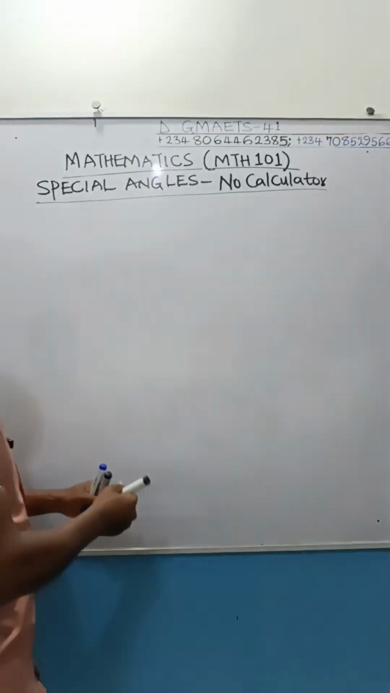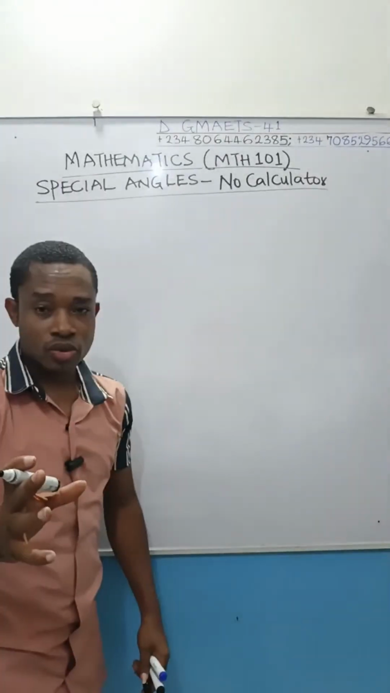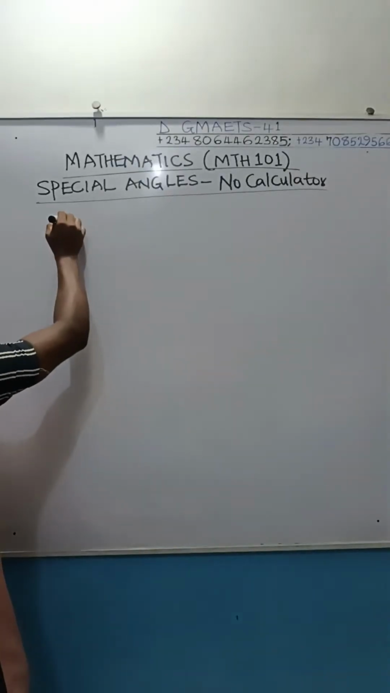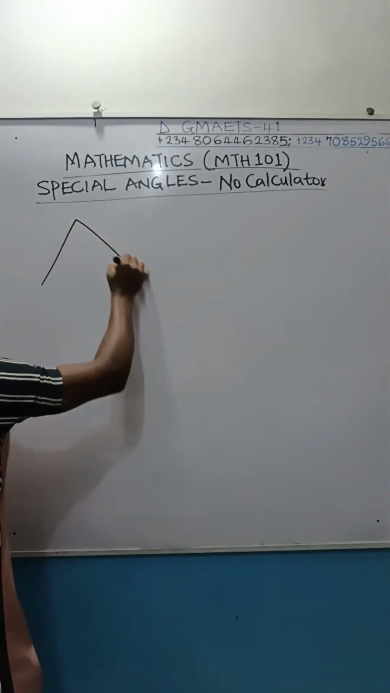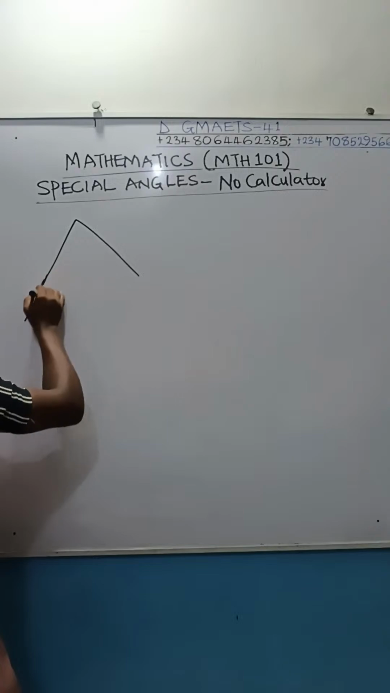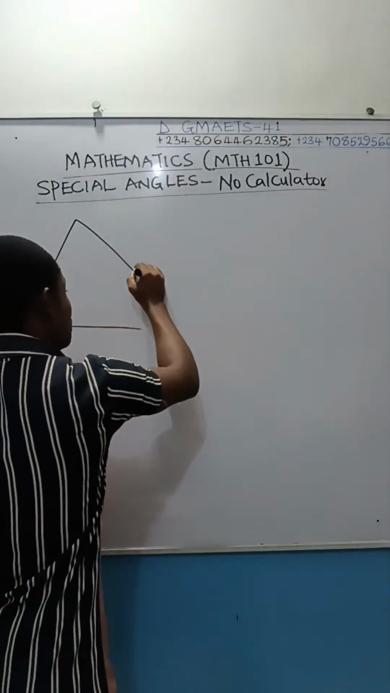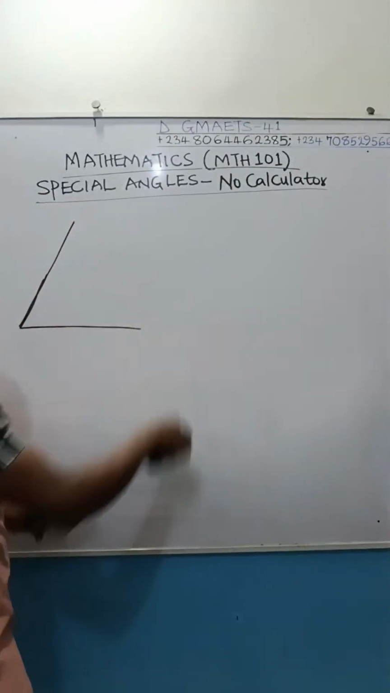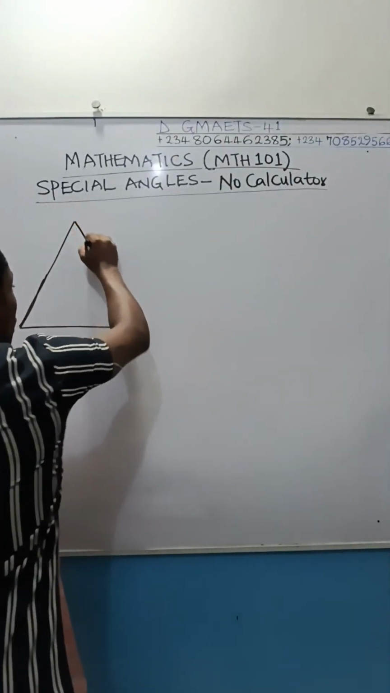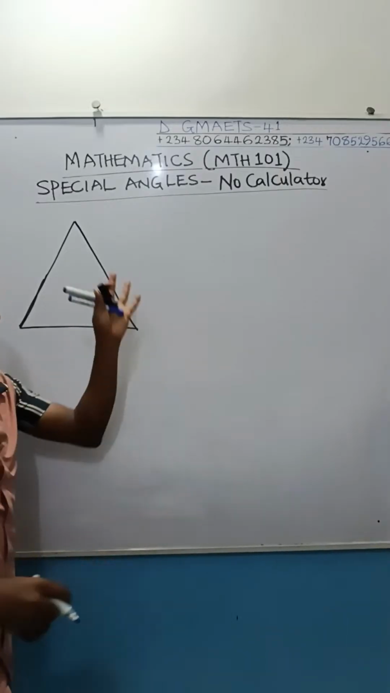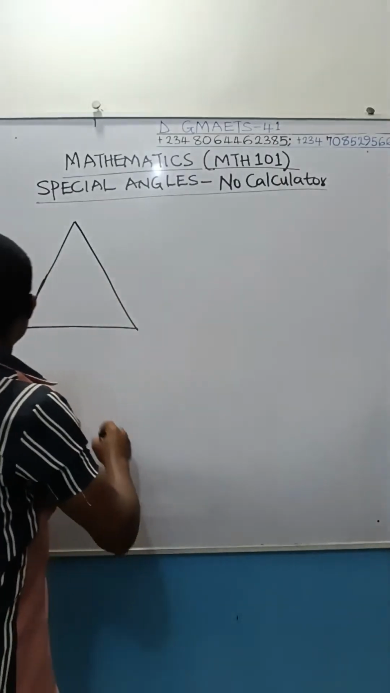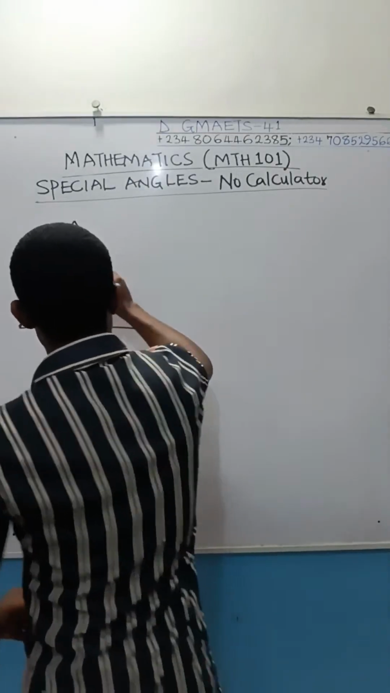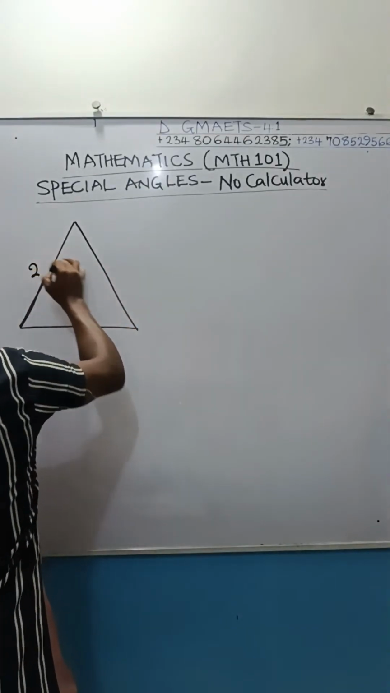You want to give attention to these triangles. The first triangle will be this. There are two of these triangles that the students should be familiar with so that you can actually evaluate special angles without a calculator. Now this triangle here, this side is 2 units.